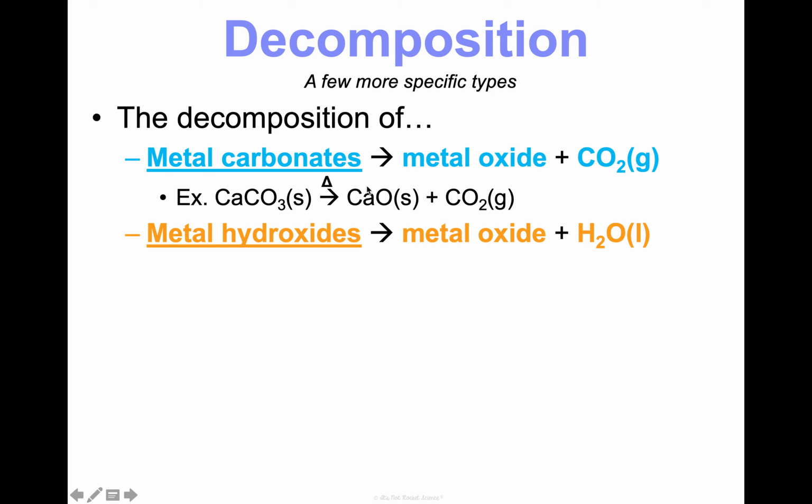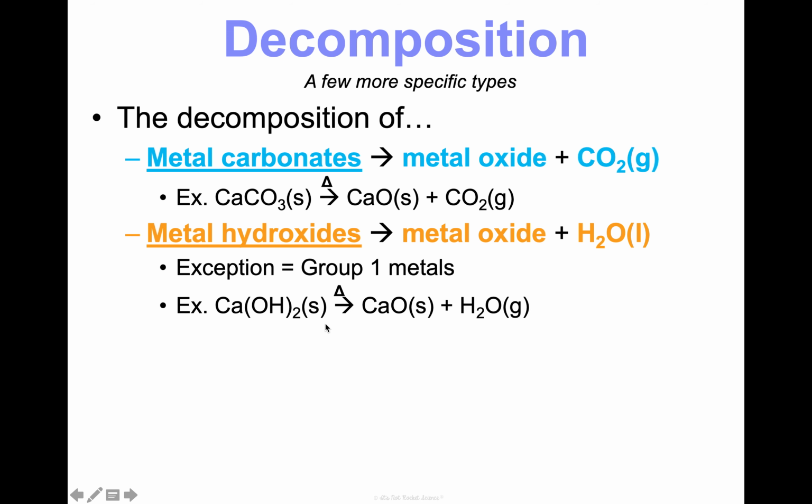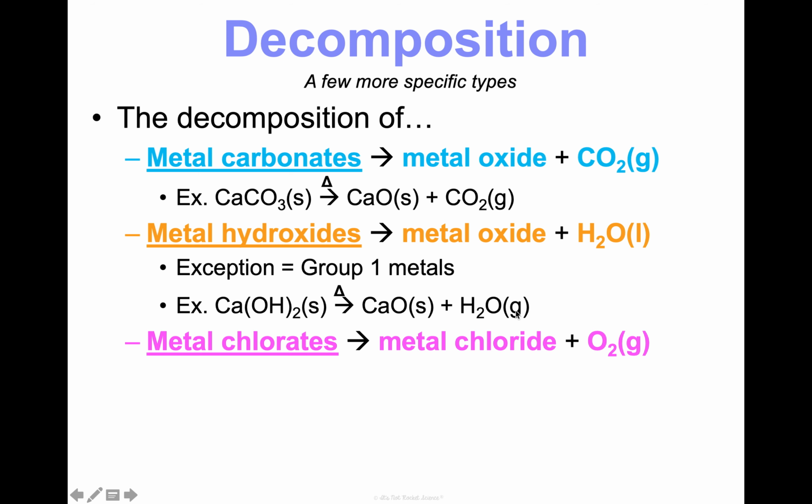Now, metal hydroxides like CaOH2, that will always make a metal oxide and then it'll make liquid water. Okay, with the exception of group 1 metals, we don't see that there. So for example, calcium hydroxide will decompose with heat to make calcium oxide, that's my metal oxide, and water. Oop, I need to change that to liquid. I'll do that next.